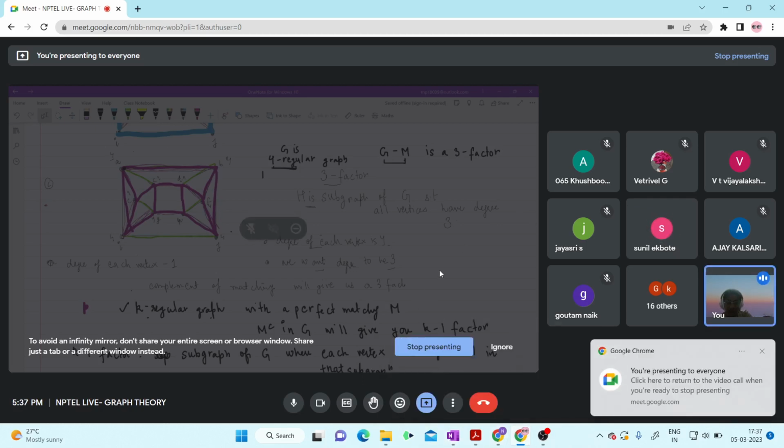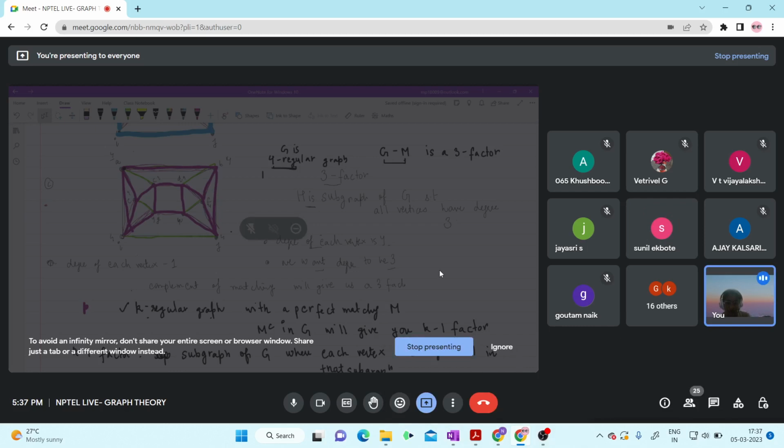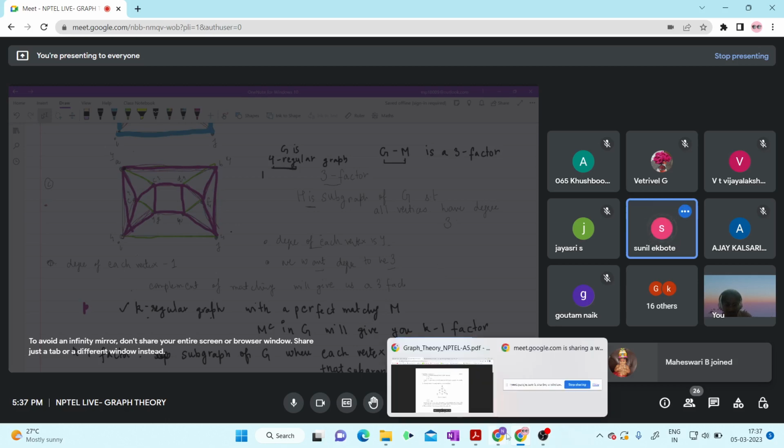So I'm saying the complement is just a set theoretic term. A complement of a graph is different. Here I'm just saying G minus M. So no, complement was wrong. By complement I mean just that I am removing the edges in M. Okay, yeah, it is not a complement of M.